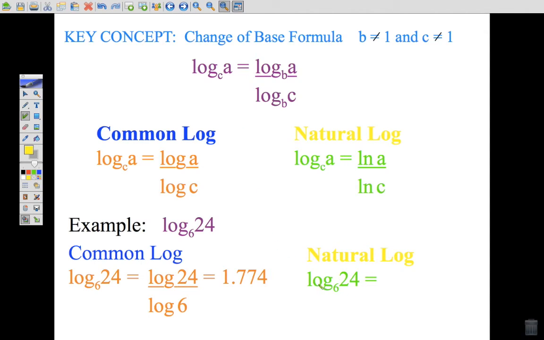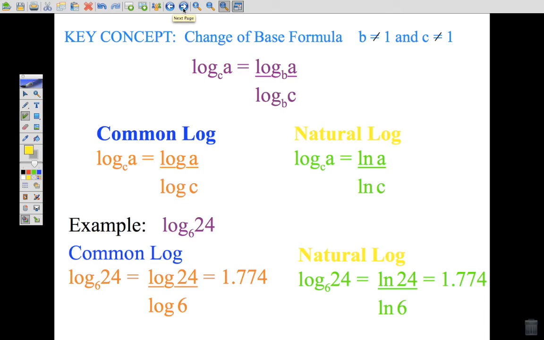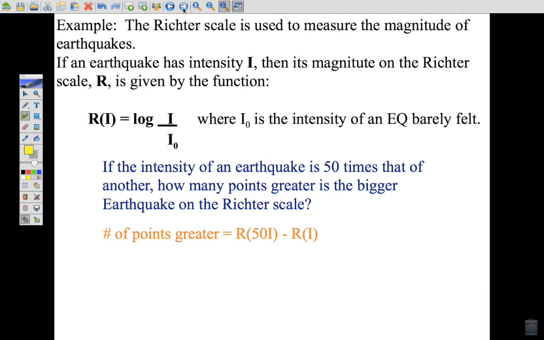Again, I'm still trying to evaluate log base 6 of 24, but using the LN button on my calculator, I would take natural log 24 divided by natural log 6, and that still gives me 1.774. So even if you have a very basic scientific calculator, you can always calculate a log of any base using the change of base formula.